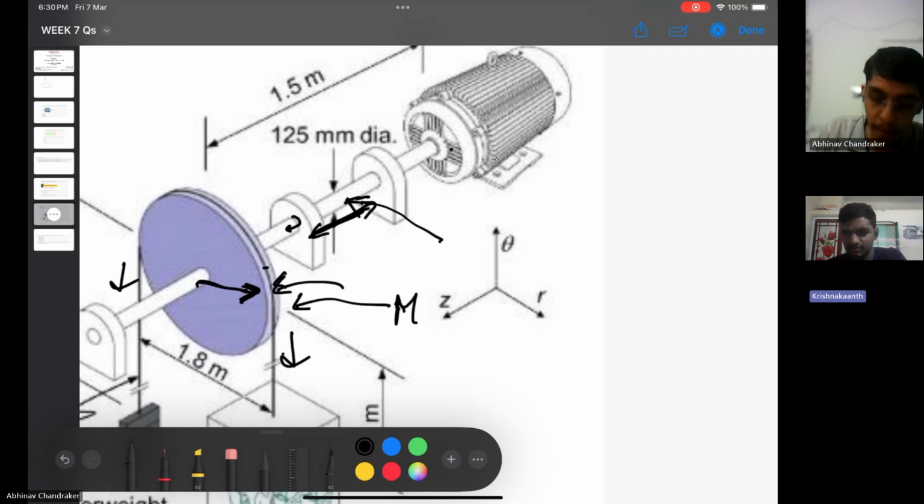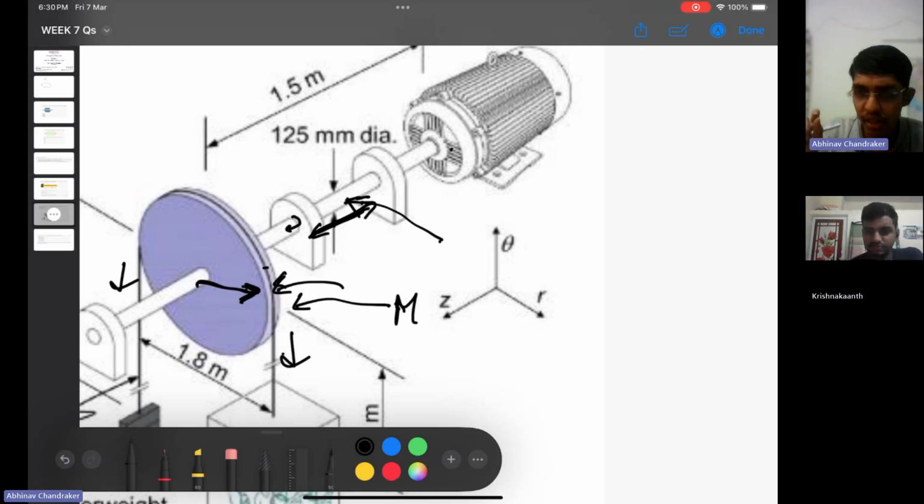Sir, can you repeat that sentence again? If the forces are very high. So I was saying that if the twisting movement is very high on the shaft, and if the shaft has a smaller cross section, then the stresses acting on the shaft will also be higher.